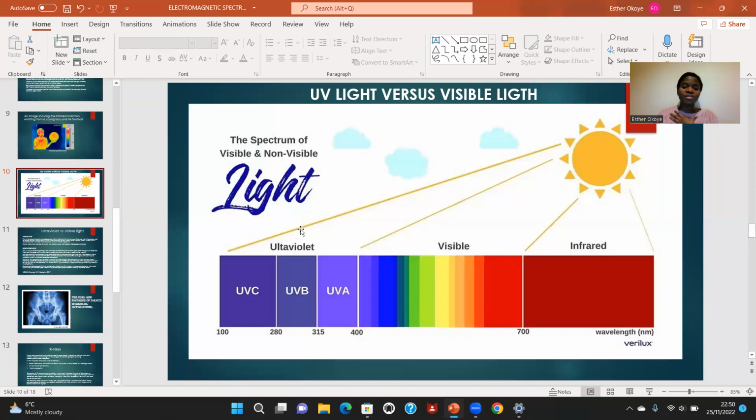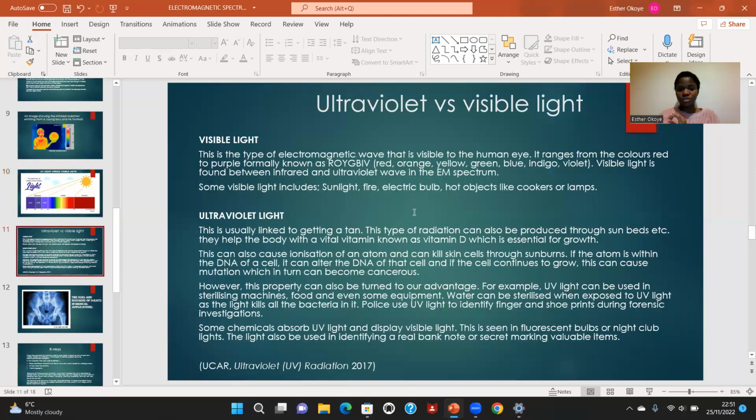Now the UV light has three categories. The UVA is not harsh. It's relatively okay, but UVB and UVC, they are the harmful part of the ultraviolet wave. Let's look at the visible light and the ultraviolet light quickly.